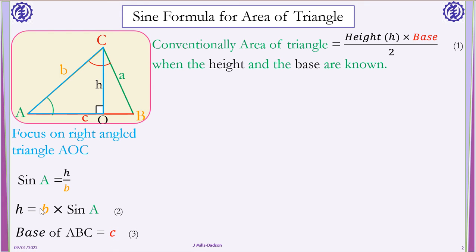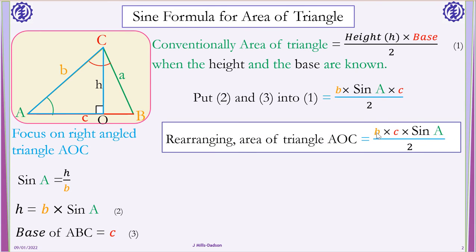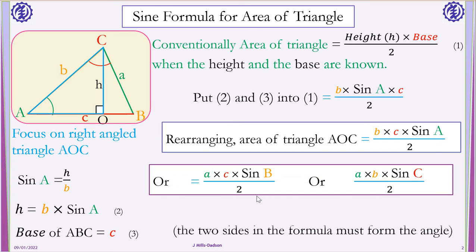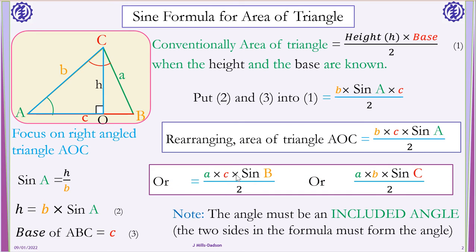Putting the height and the base into the original formula, and if we rearrange it nicely, we'll have B times C times sine A over 2. And if you look carefully, you realize that we have B and C, there is no A, so the A becomes the sine A. This could be written generally as: A and C, there is no B, so this is sine B, all over 2. A and B, there is no C, so sine C. So when you follow the proof, this is what you end up with for all three. All you need is just one.